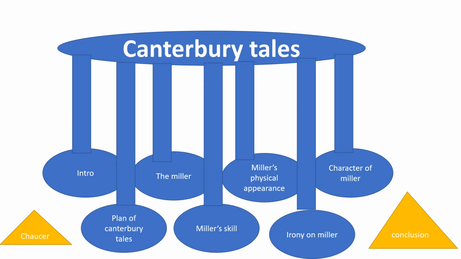First, we should know about the introduction of the Canterbury Tales, then the original plan of the Canterbury Tales, then third is the major important character of the Canterbury Tales, and this is also our presentation topic, the Miller. Then we will discuss the Miller's skills and next the Miller's physical appearance. Then we will learn about the irony on the Miller, and the second last is the character of the Miller, and the last is the conclusion.